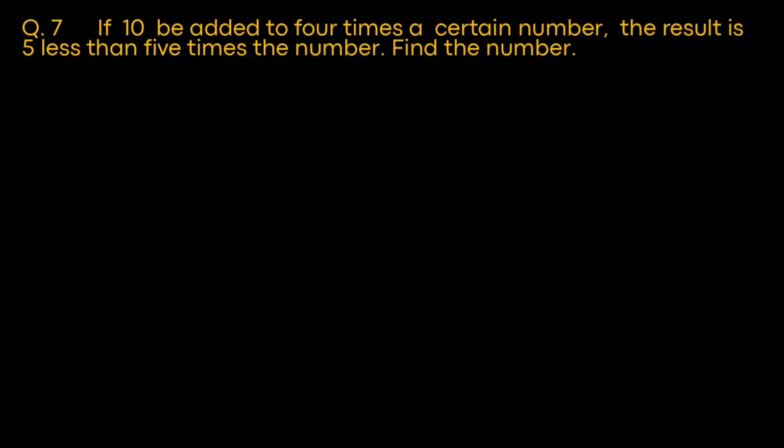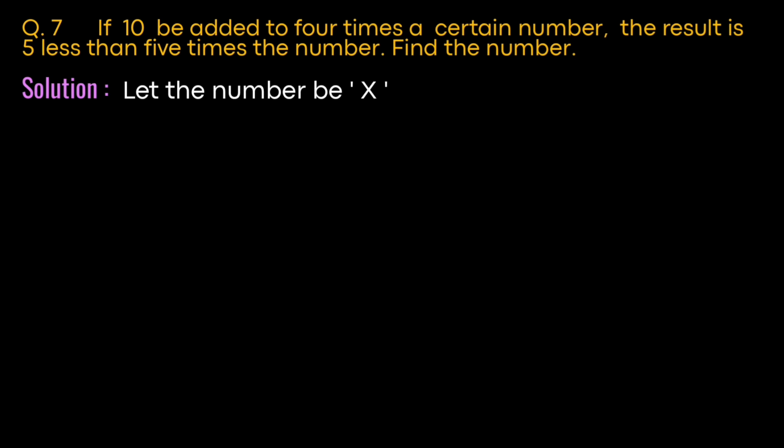Question 7. If 10 be added to 4 times a certain number, the result is 5 less than 5 times the number. Find the number. Solution. If we read the first half of the question very carefully, it says 10 be added to 4 times a number. So let us consider the number to be x.